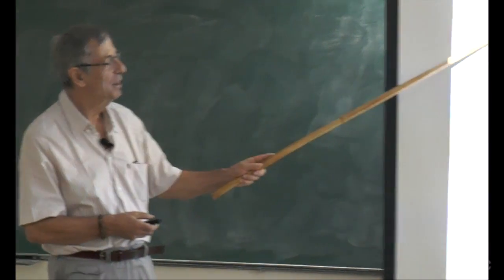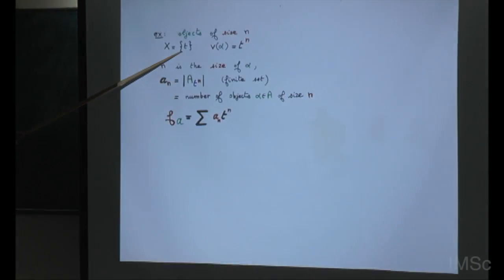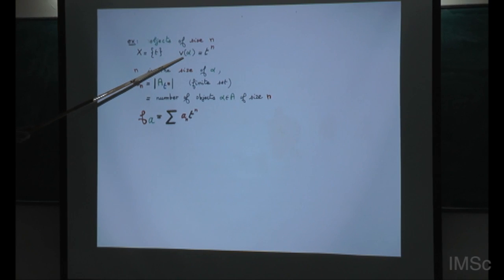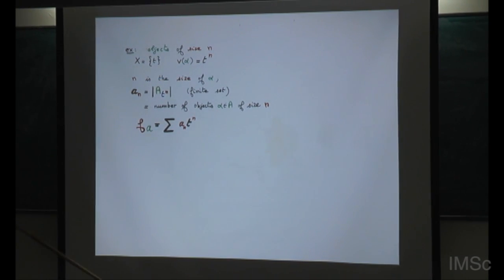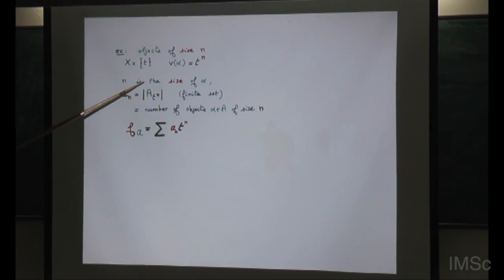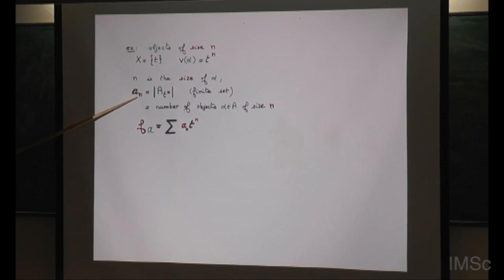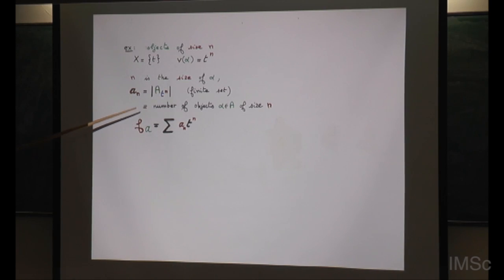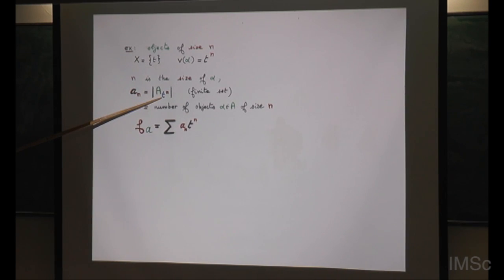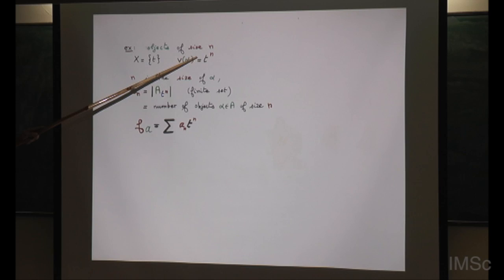So examples: if there is only a single variable t, the weight of alpha will be t power n, and I will call n the size of alpha. By the condition star, there is a finite number of elements such that v(alpha) equals t power n, so this set is finite. This is condition star when I reduce the weight to be just t power something.